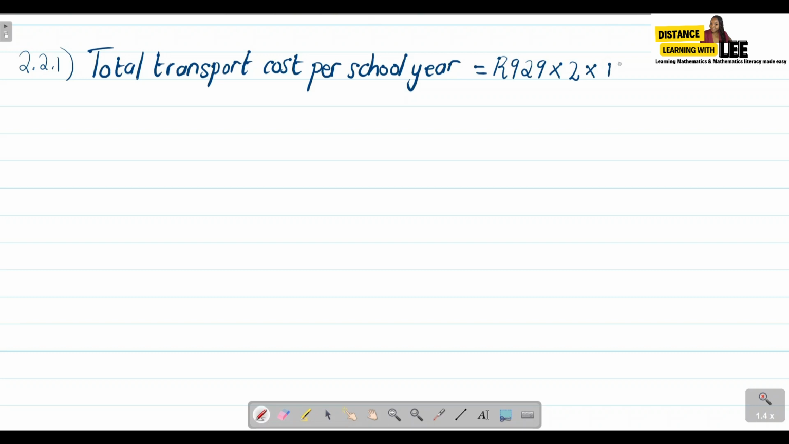So times it by the 11 months. If you take 929 rand and you multiply it by 2 and you multiply it by 11, you'll find that the total transport cost per year for the twins is equal to 20,438 rand. So that is the total that Mrs. Bongiwe pays for transport for her twins. Okay, next, question 2.2.2.